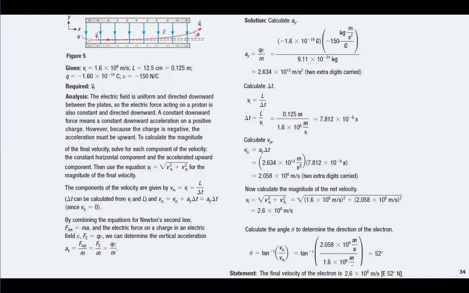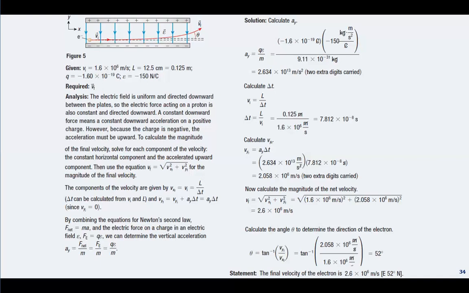Also, because you know the x component and y component of the final velocity, you can also find the angle theta as shown here in this figure, right? Okay, so following this logic, first we can calculate the acceleration along the y-axis, which is ay equals qE over m. qE is the electric force, m is the mass of the particle. So put all the values in, it's approximately 2.634 times 10 to the power of 13 meters per square second.